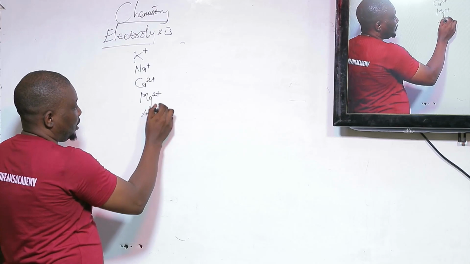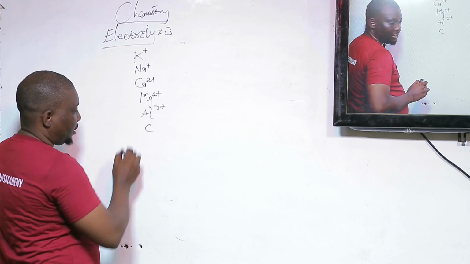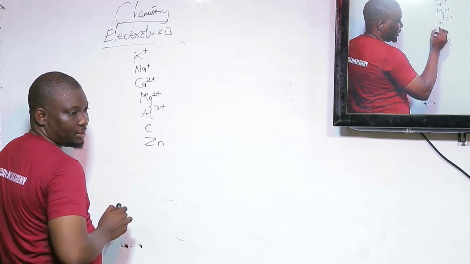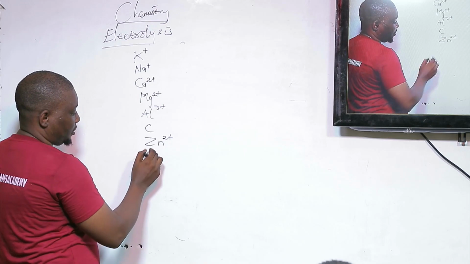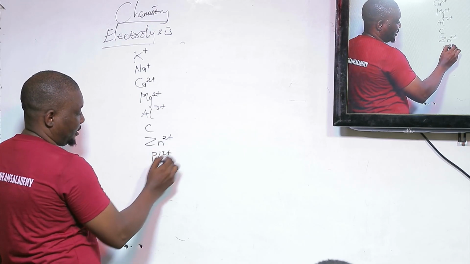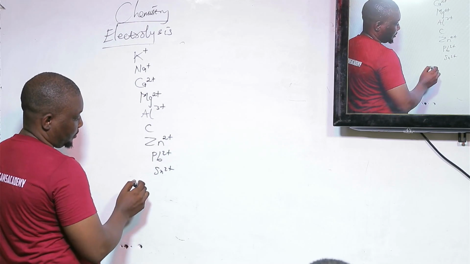If we go down to group 3, we have only one member represented there, aluminium. Then we have carbon. Are you with me now? And then after carbon, we have zinc. After zinc, we have lead, we have tin. What else? Am I correct?